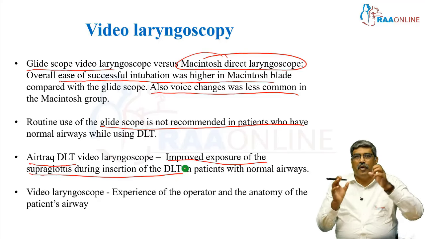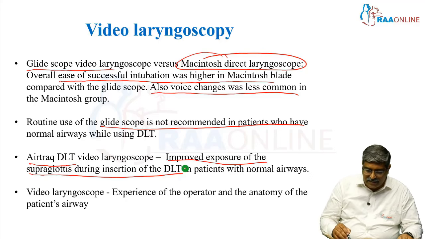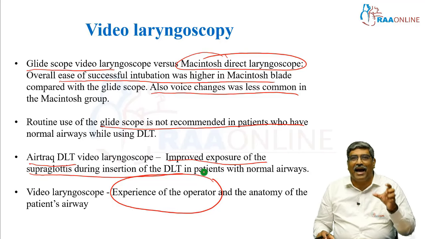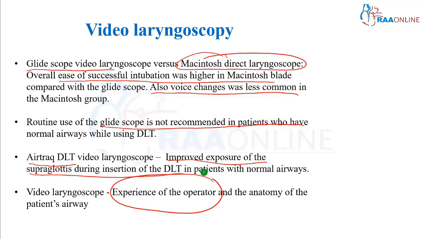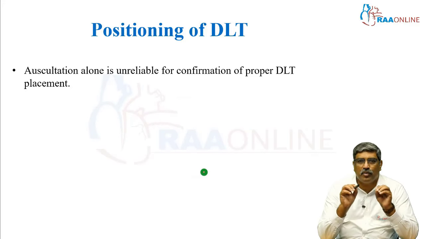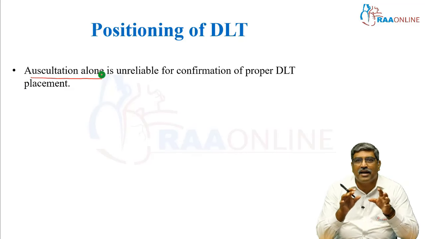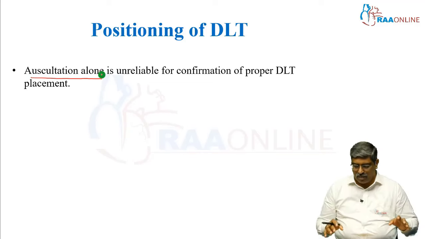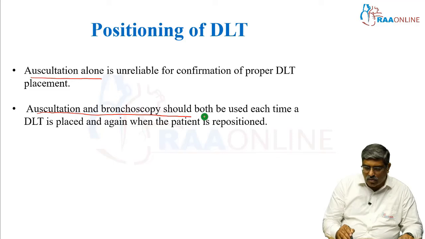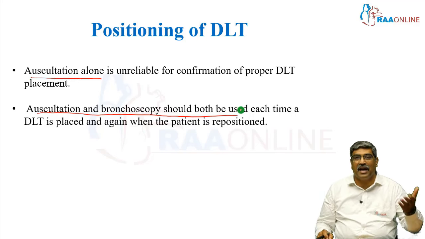Video laryngoscope, when used for placing the double lumen tube, the most important thing is the experience of the operator in using the video laryngoscope and the anatomy of the patient's airway. Now coming to the positioning of the double lumen tube, whether the double lumen tube is in proper position. Auscultation alone is unreliable for confirmation of proper placement of the double lumen tube.